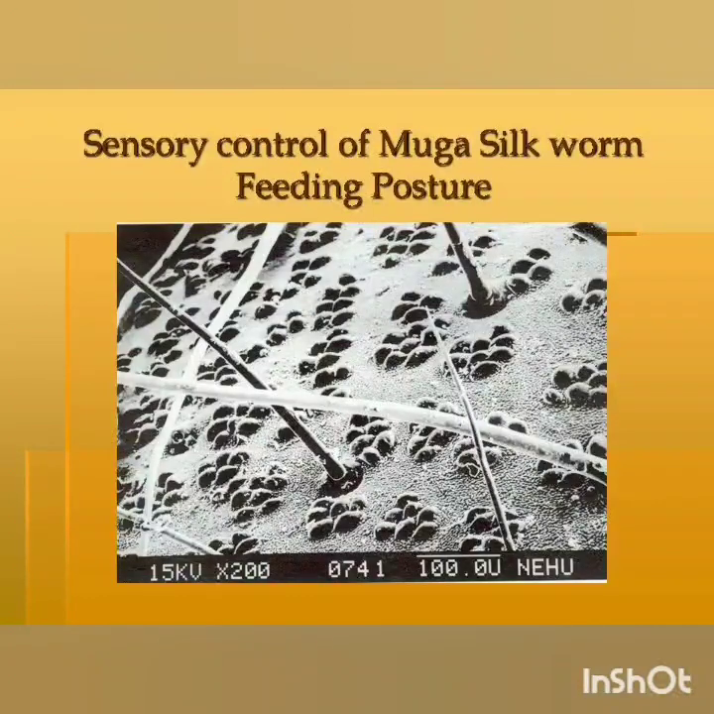Then we have found that from third stage onwards, this type of structures are present in the head cuticle of Antheraea assamensis. Now these round dome-shaped structures are called gravity receptors or dorsal campaniform sensilla, and they determine the vertical posture of the larva during feeding.